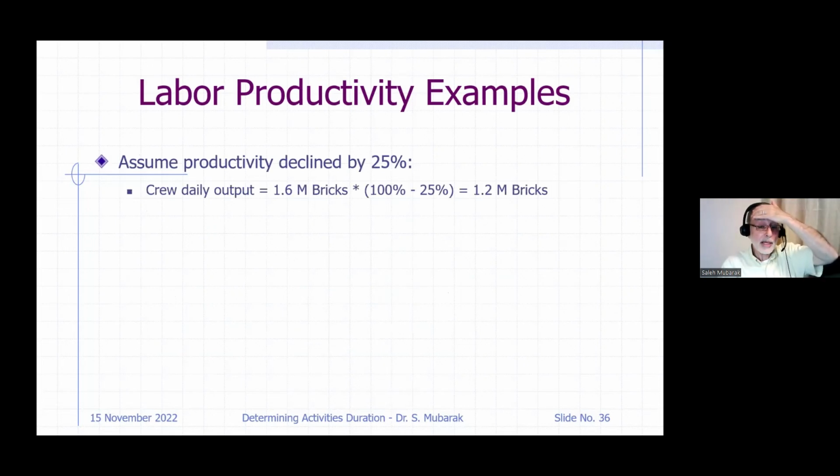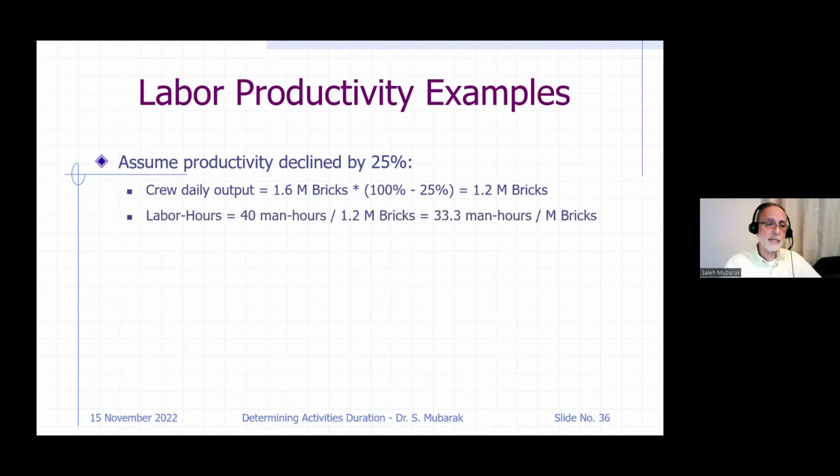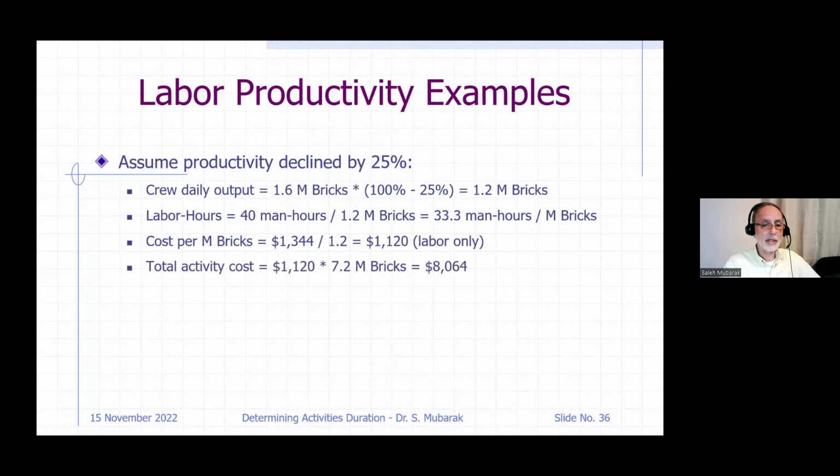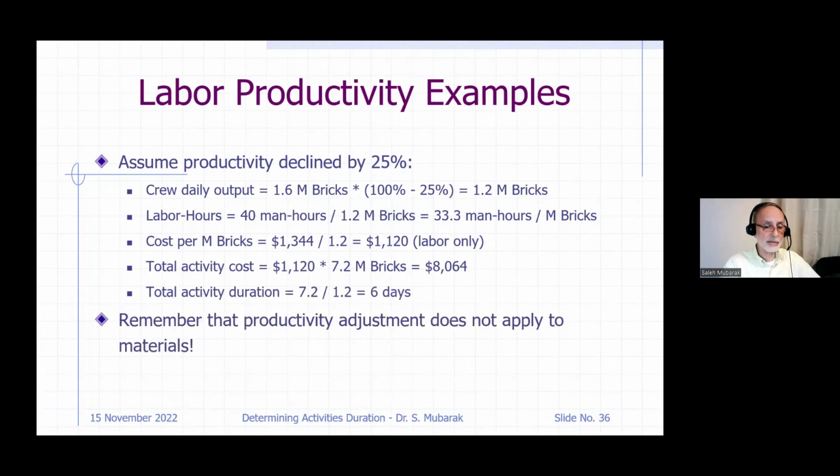When productivity goes down by 25%, my production rate goes down from 1.6 to 1.2. My man hours go up from 25 to 33. That means I need more man hours to produce 1,000 bricks. The cost goes up from 800 and something to 1,100. The cost of the activity goes up from 6,048 to 8,064, and the total duration goes up from 4.5 to 6 days. Now remember that productivity adjustment does not apply to materials, it applies to labor and equipment.